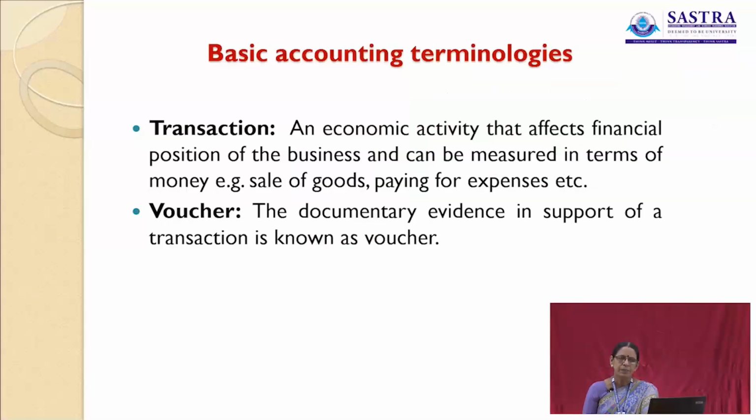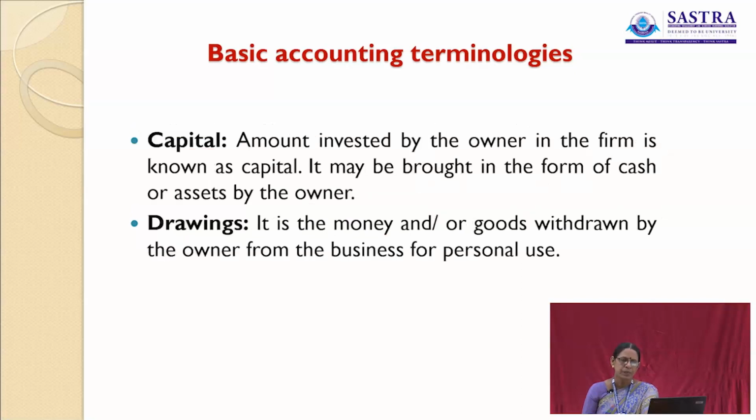We shall now see the various accounting terminologies. So we have seen the accounting concepts and conventions. Based on this, we have many accounting terminologies, that is, the terms used in accounts maintenance. First is transaction. As we already said, a transaction is the exchange of goods and services. Next is voucher. A voucher is the documentary evidence of any transaction. Next is capital. It is the amount invested by the owner in the firm, and it may be brought in the form of cash or in the form of assets.